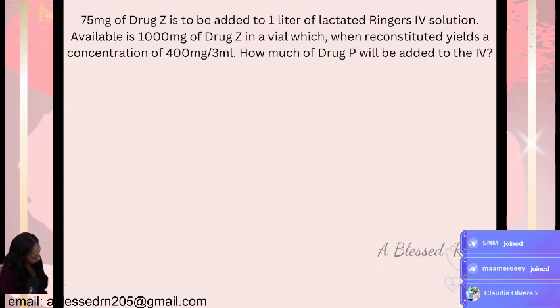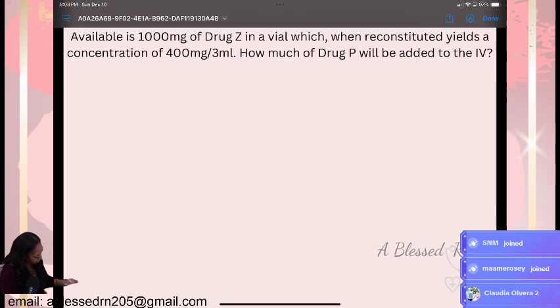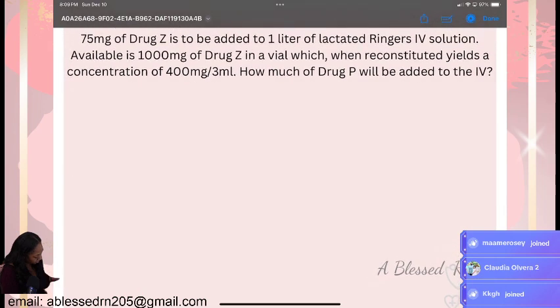Okay. So let's do this one. 75 mgs of drug Z is to be added to 1 liter of lactated Ringer's IV solution. Available is 1,000 milligrams of drug Z in a vial, which, when reconstituted, yields a concentration of 400 milligrams per 3 mLs. Drug Z will be added to the IV. So we are looking for mLs, okay?